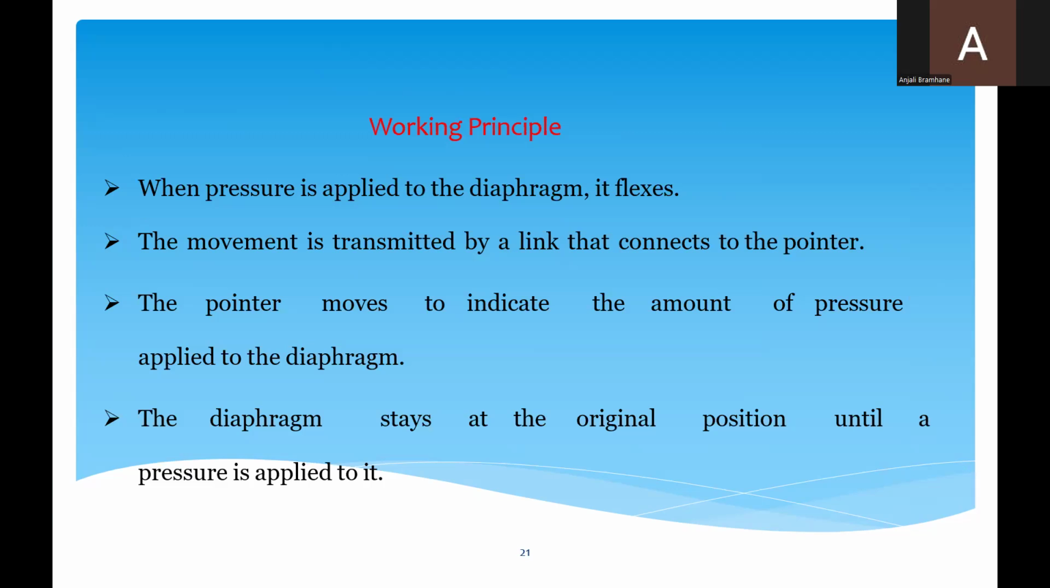Next, the working principle of the diaphragm gauge. First, when pressure is applied to the diaphragm, it flexes. Second, the movement is transmitted by a link that connects to the pointer. Third, the pointer moves to indicate the amount of pressure applied to the diaphragm. And last, the diaphragm stays in its original position until a pressure is applied to it.